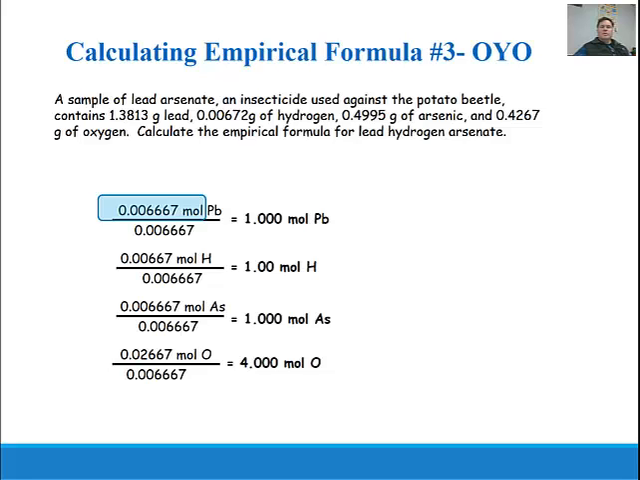Okay, so we said we're forming lead hydrogen arsenate. Okay, well that tells us lead goes first, hydrogen, and then arsenate. We can either look that polyatomic ion up, or we can just kind of go by what we have. So it's going to be PbHAsO4 will be our formula.